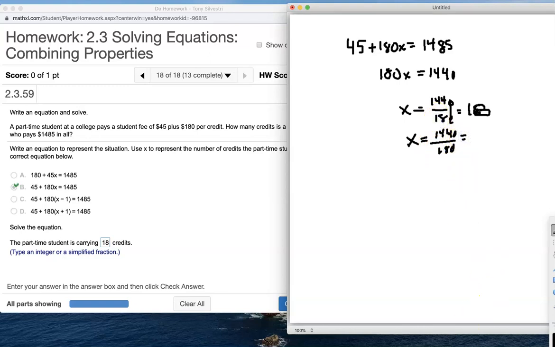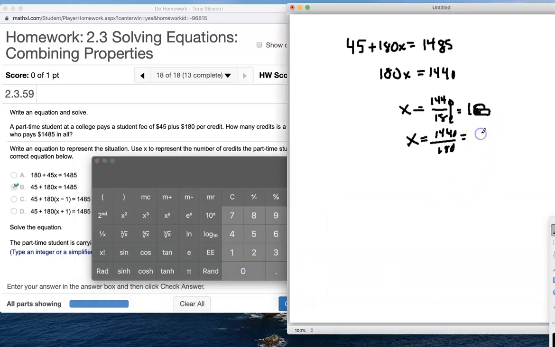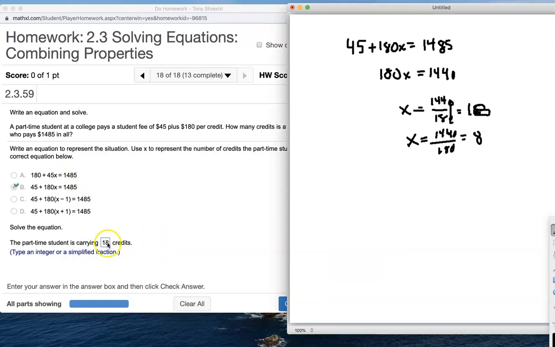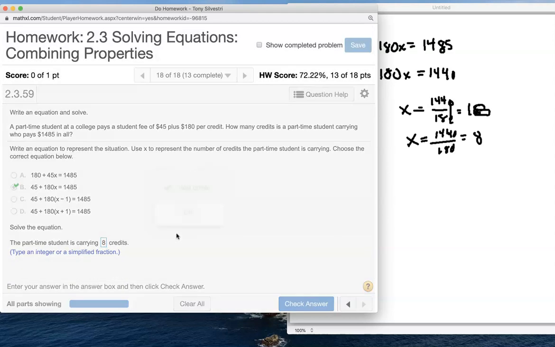Okay, so let's do this again with a calculator. Clear it. 1440 divided by 180 equals 8 credits. Okay, so she's not that busy. Not that busy. So here, 8 credits.